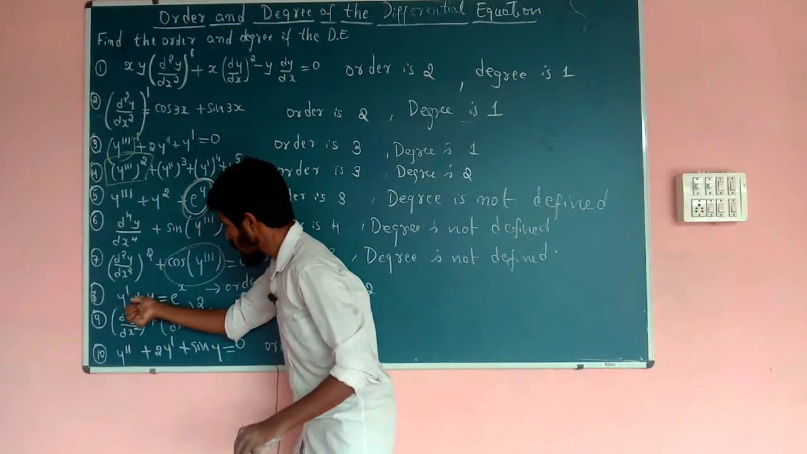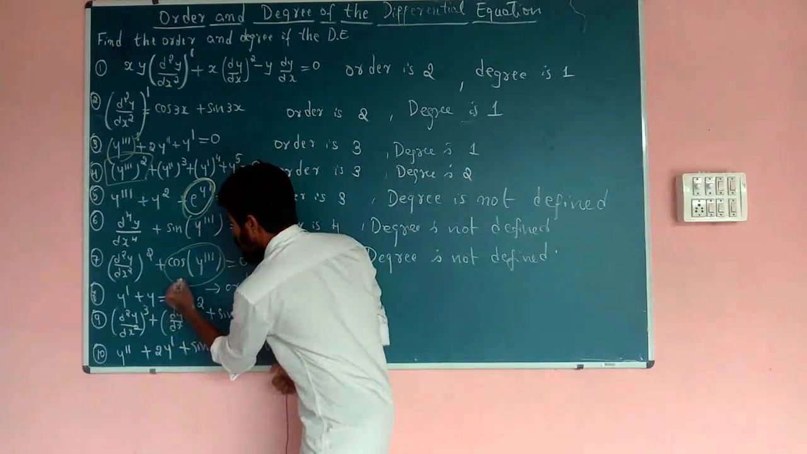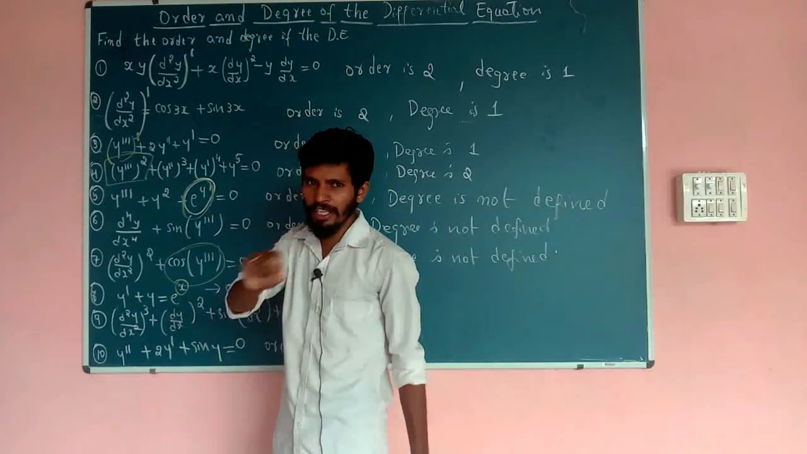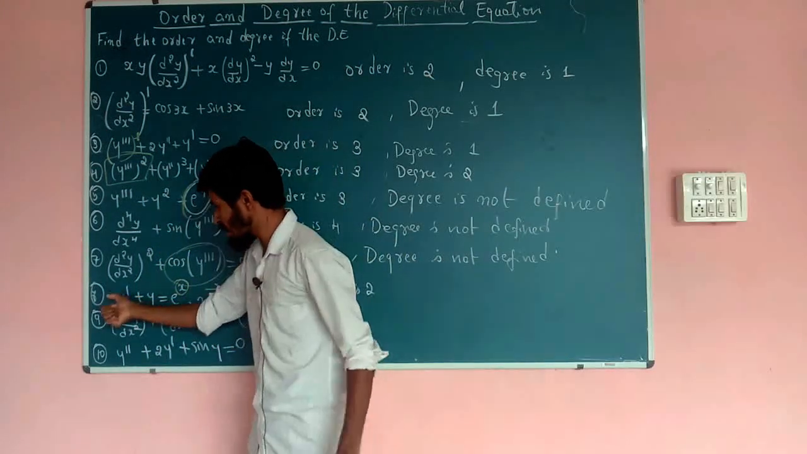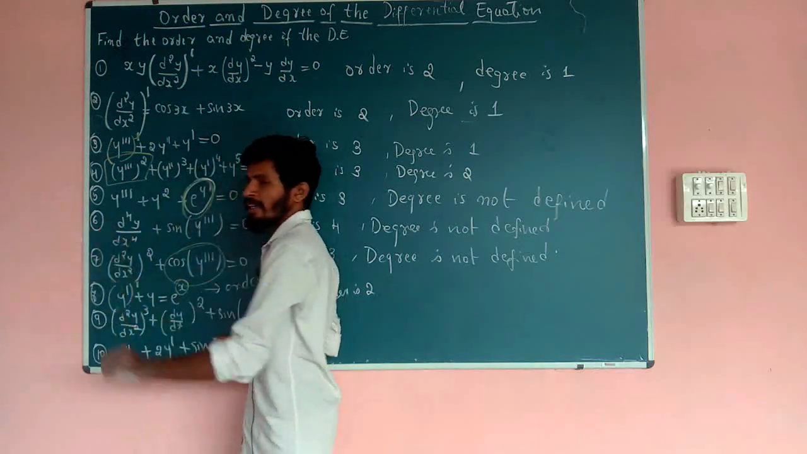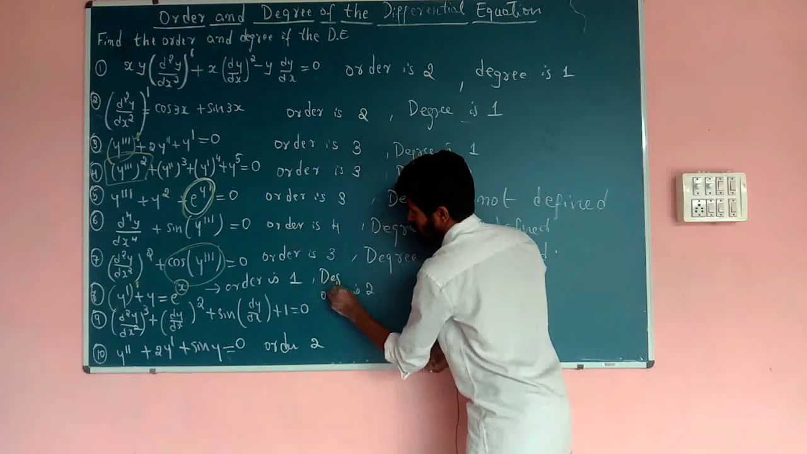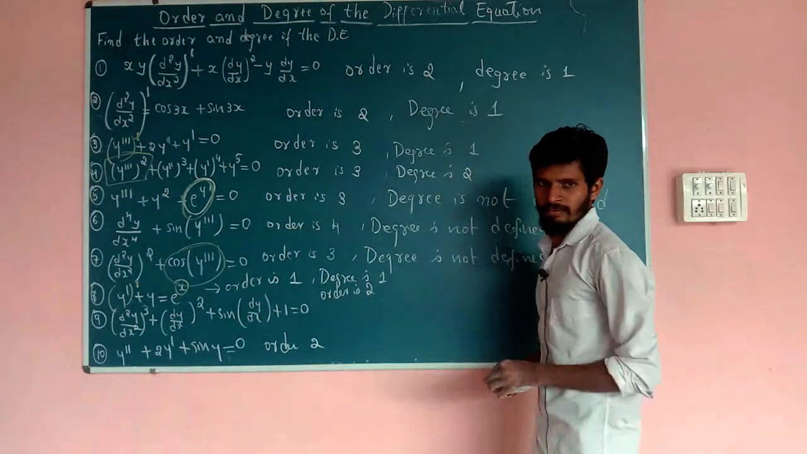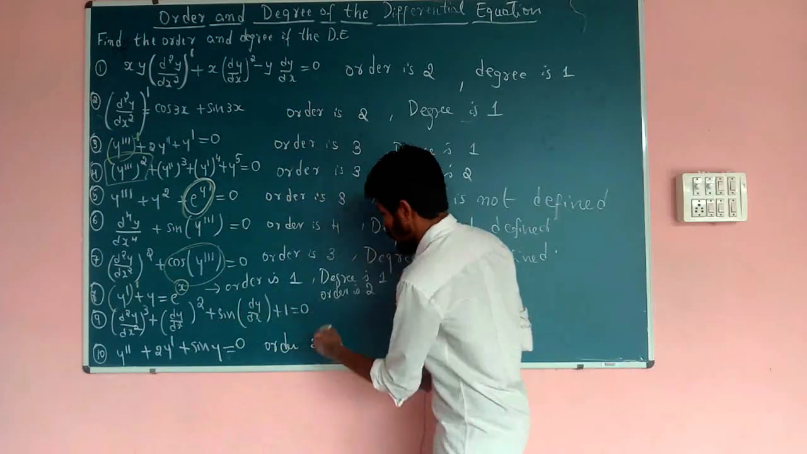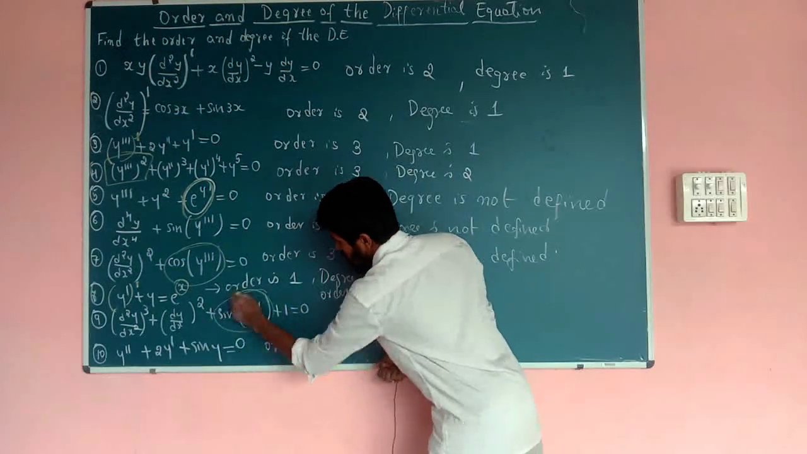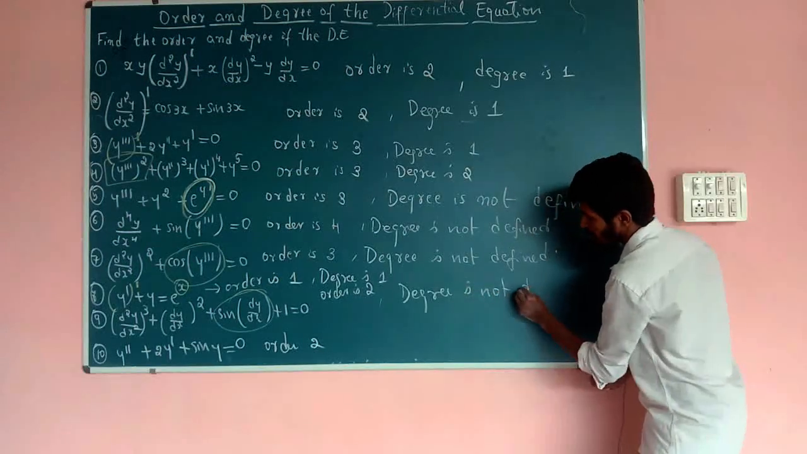See, here there is an e to the power term, e to the power x. Here there is no e to the power derivative, e to the power x, right? With e to the power derivative the degree is not defined. Here it is e to the power x, degree is defined. The highest order is 1, correct? Order is 1. The power of the highest order derivative is also 1. Therefore the degree of this differential equation is 1. See, here there is a sine term, sine of the derivative term is there, therefore degree is not defined.